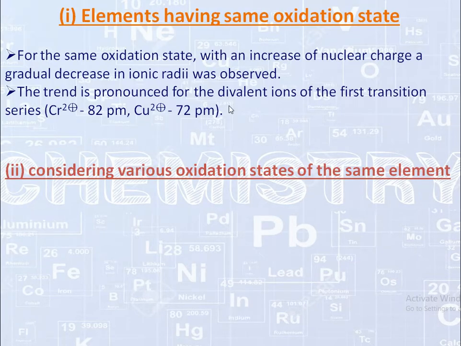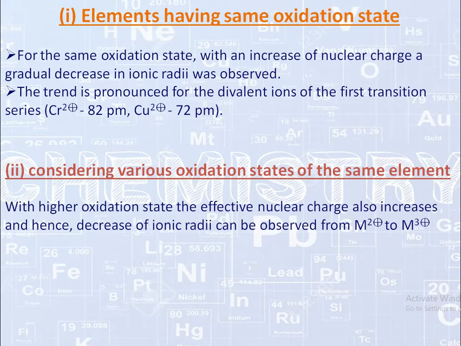Second, considering various oxidation states of the same element, with higher oxidation state, the effective nuclear charge also increases, and hence a decrease of ionic radii can be observed from M2+ to M3+ to M4+ and so on.